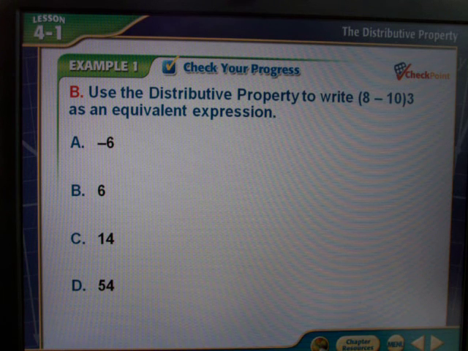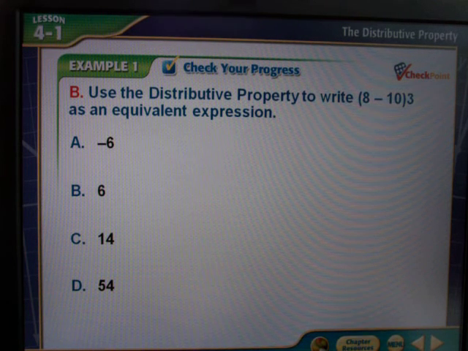So now we're going to use the distributive property to write 10 minus the quantity, let's try this again. The quantity 8 minus 10 times 3 as an equivalent expression. Is it A, negative 6, B, 6, C, 14, or D, 54? And your answer is?